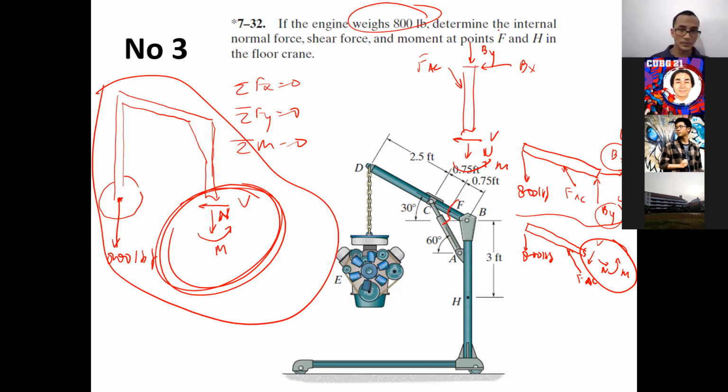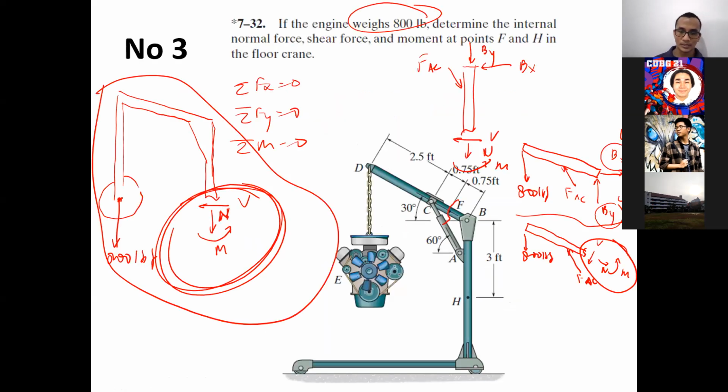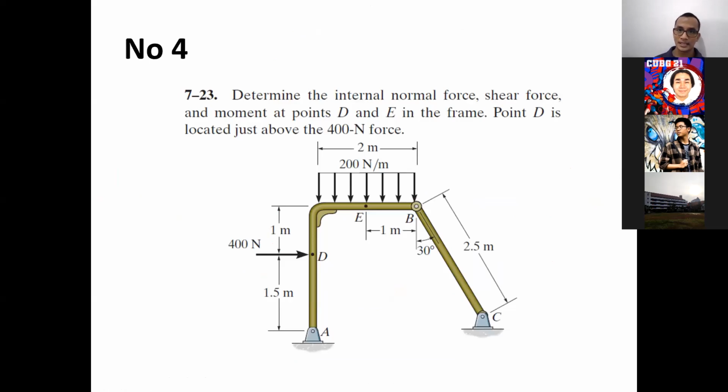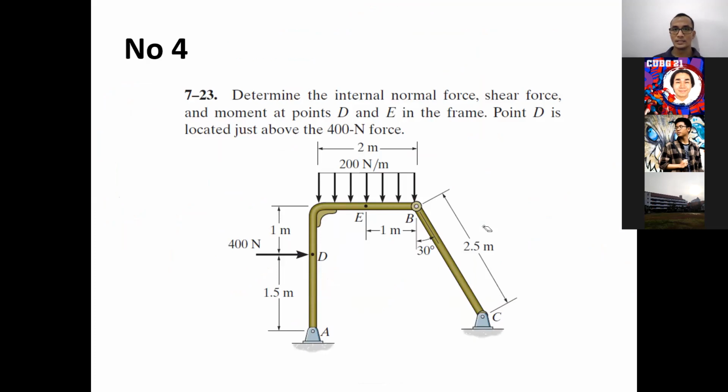Okay, for number three, it's supposed to be okay, right? Now, is there still any question about number three? If not, then I will go for number four. The question is quite the same as number three, but the system is slightly different. We have to find the internal force at D and E. Here we have two members. Member BC is for sure a two-force member, and member AB is a non-two-force member. The same as before: member DB is non-two-force, member BH is non-two-force, but member AC is a two-force member. So this one is quite simple.